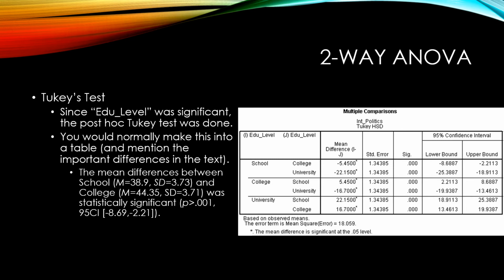I provided an example here, and as you can see, the significance that SPSS gave for all the comparisons was 0. So you just put p was less than 0.001. And then the 95% confidence interval goes after that.